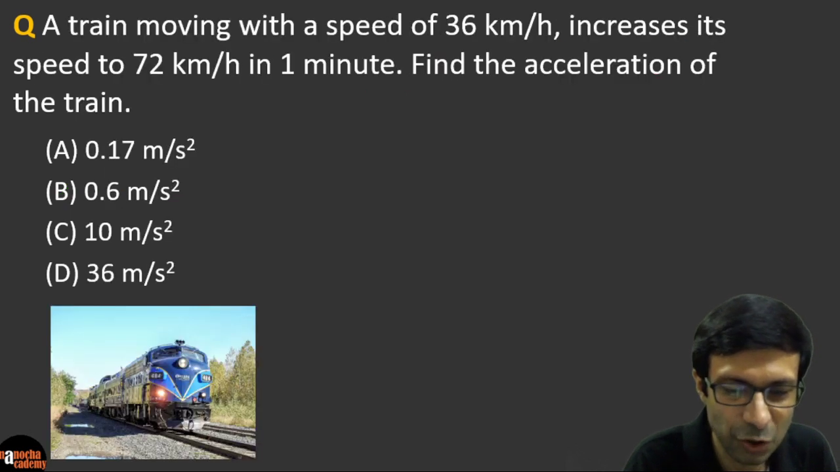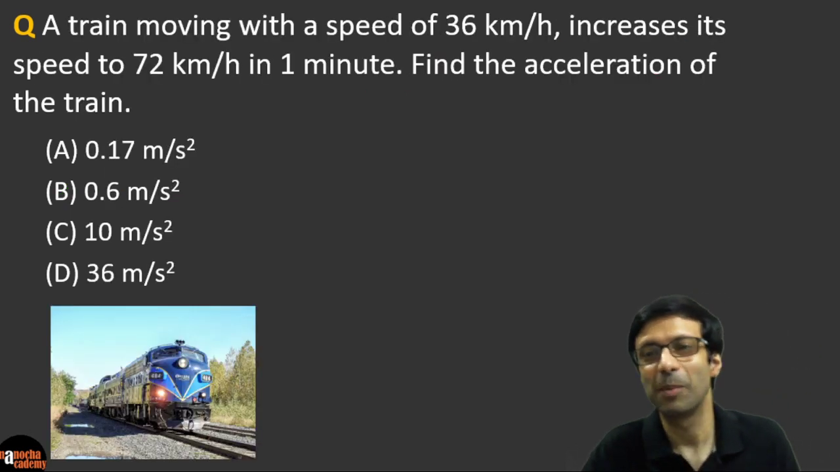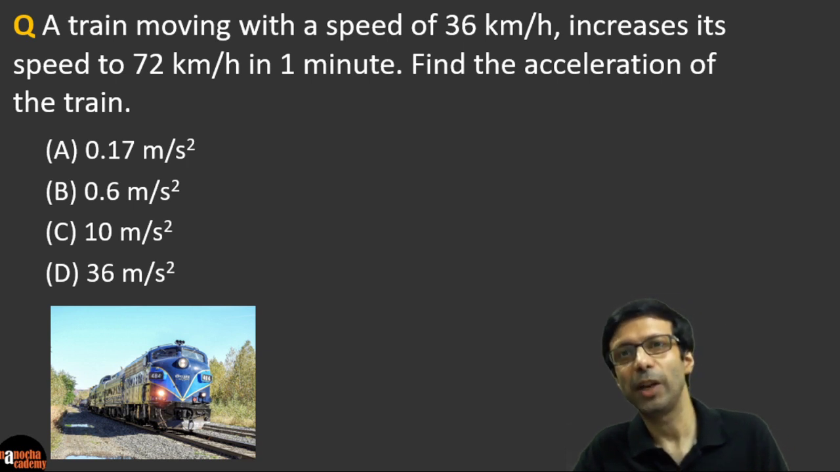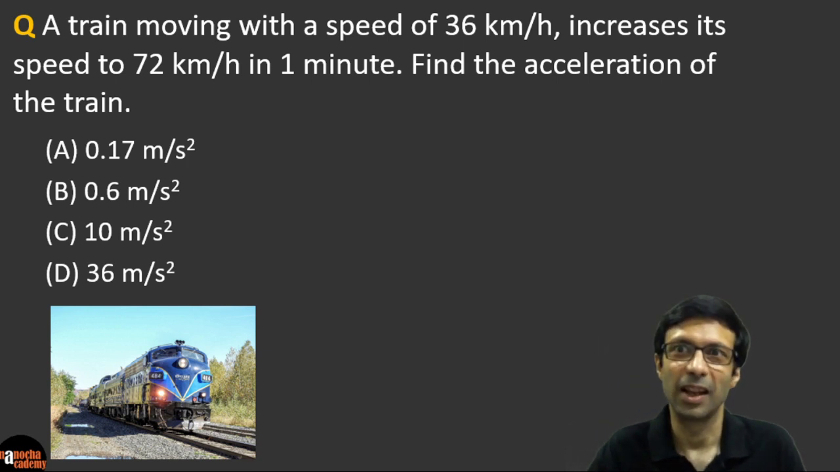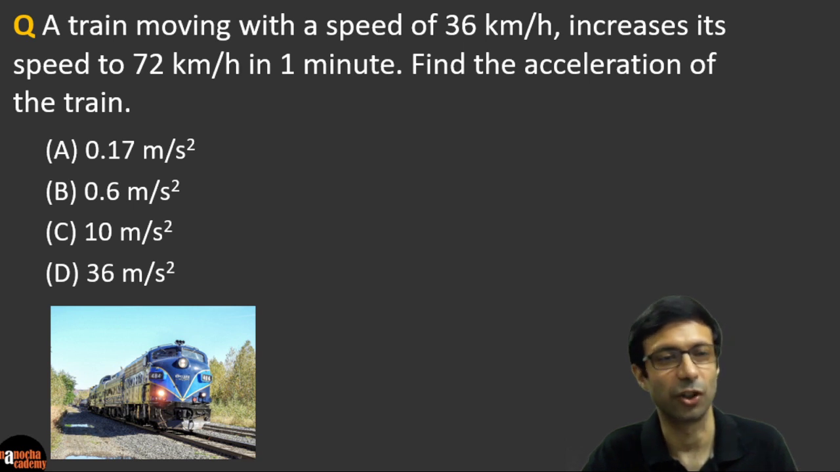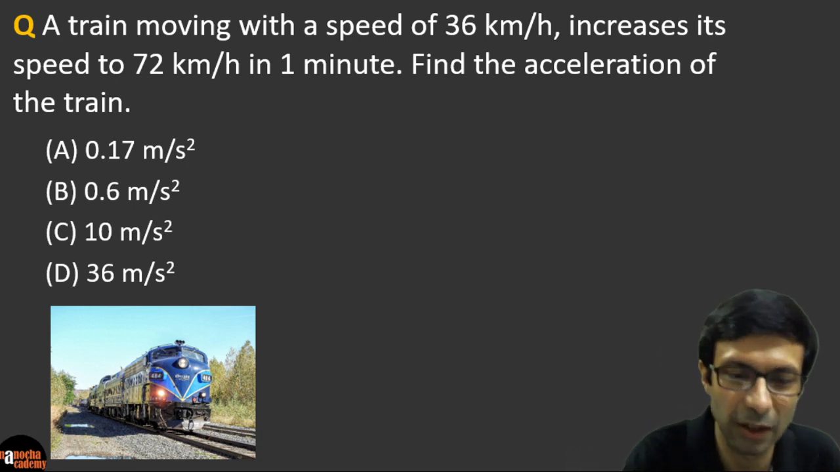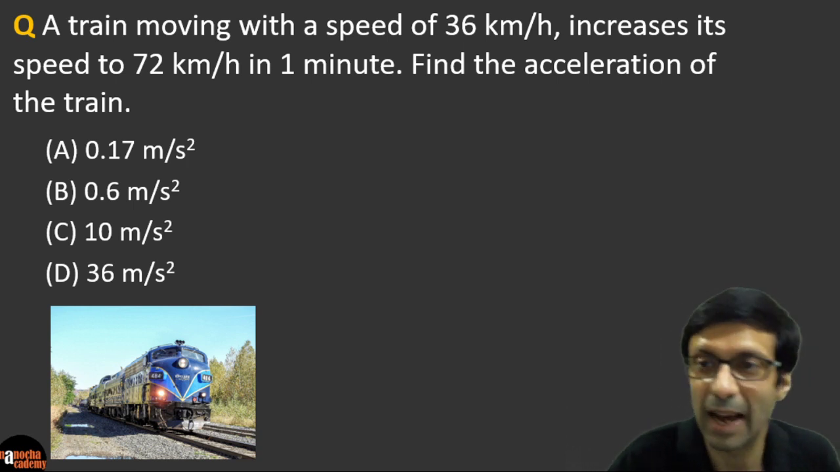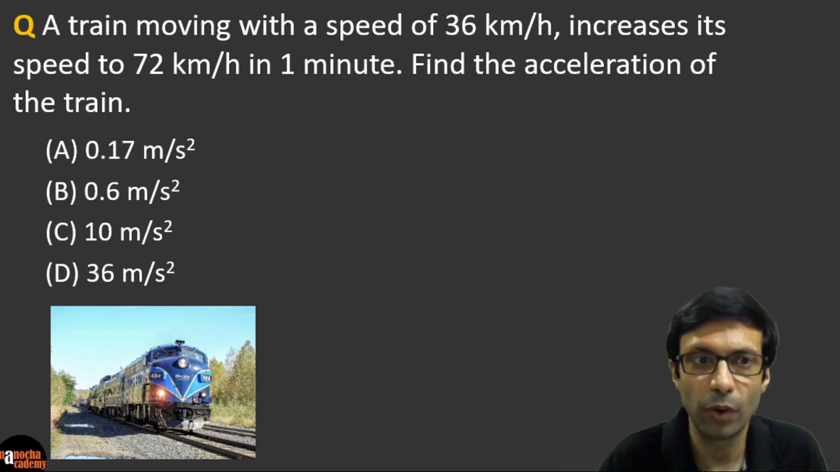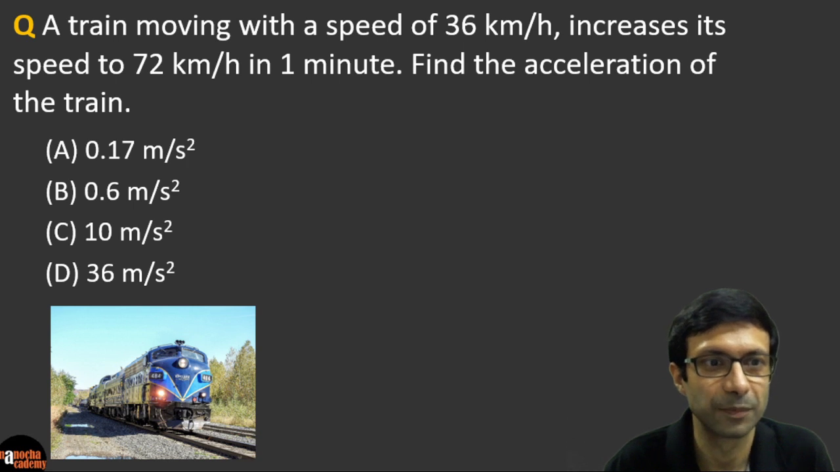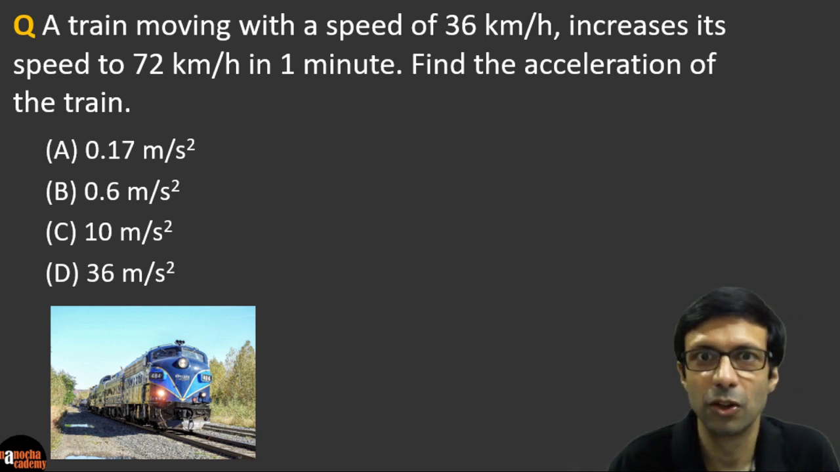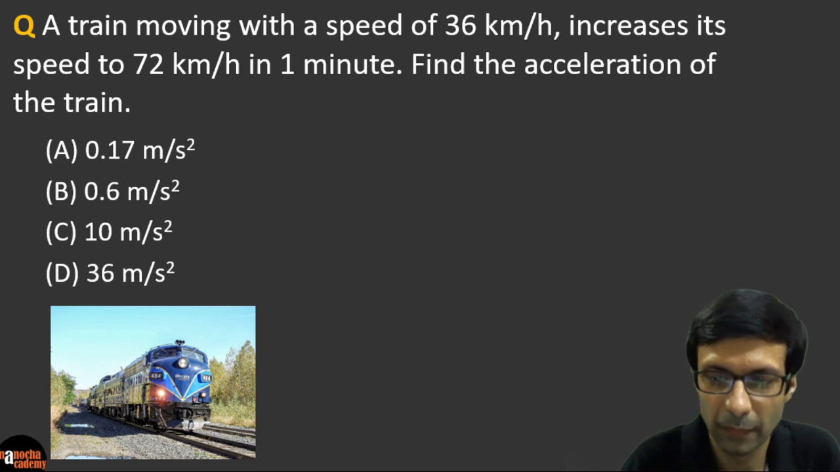Great. So are you ready for our next question? So this is about a train. A train is moving with a speed of 36 kilometers per hour, and it increases its speed to 72 kilometers per hour in 1 minute. Find the acceleration of the train. So good, now we have a sum on acceleration, so you can clear your concepts here also on the acceleration topic. But again, do read the topic more in detail so that you understand it clearly. Okay. So let's take a look.